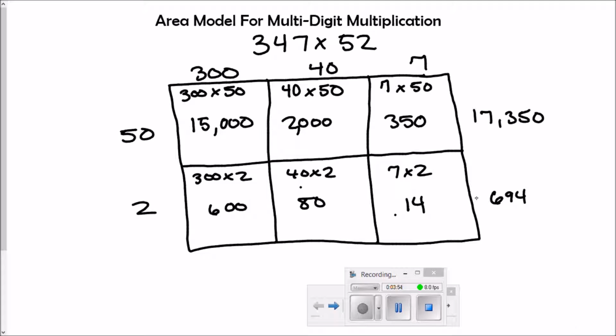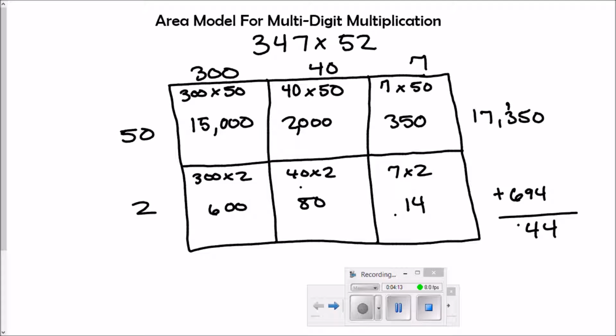Now I'm just going to add up 694 and 17,350. Slide this over just a little bit so the digits line up. And then we get a 4 in ones place. And we get a 4 in the tens place. We have to carry a 1.